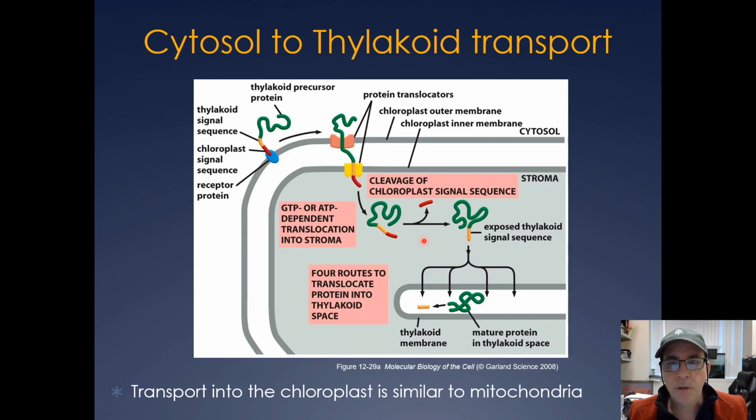So transport into the chloroplast is really similar. You have a chloroplast signal sequence, and then sometimes, if it's headed to the thylakoid space, it'll have a second signal sequence. It goes through translocators, similar to TIM and TOM, and then when it reaches the stroma, the first signal sequence will get cleaved, and then you have the exposed thylakoid signal sequence, and then it'll get imported into the thylakoid space or into the thylakoid membrane, depending on the signals that are there.